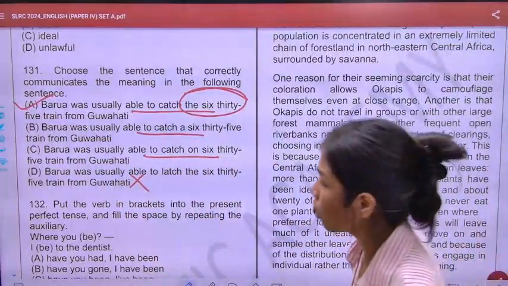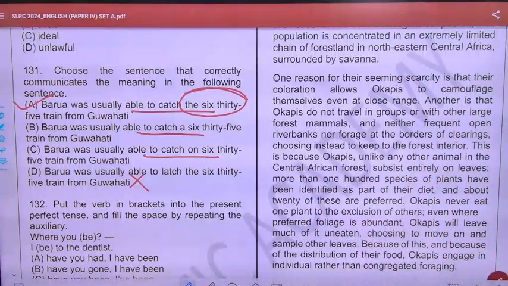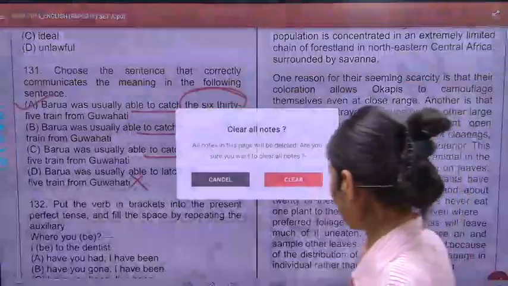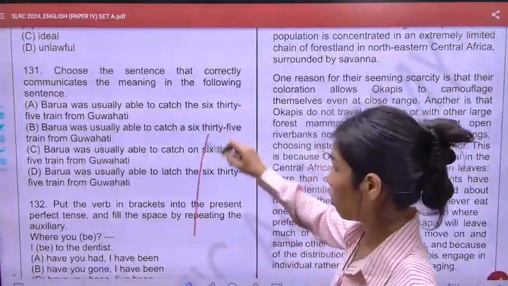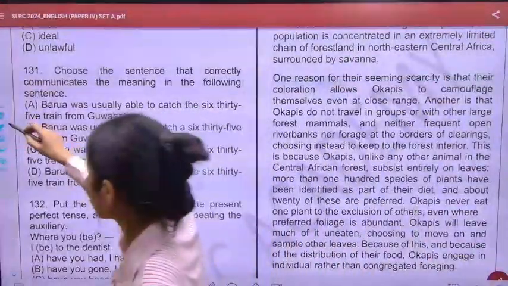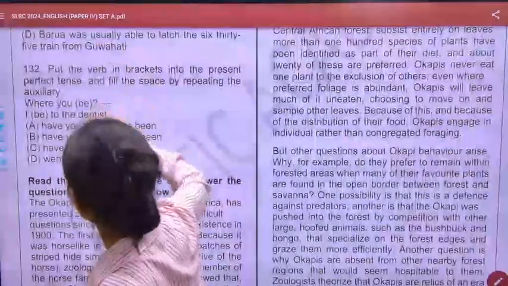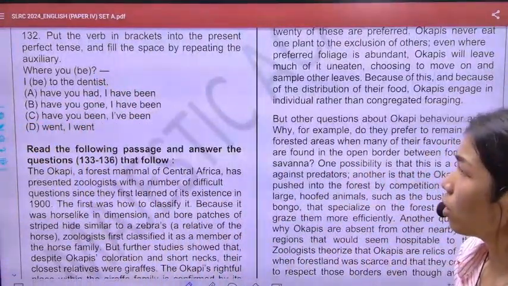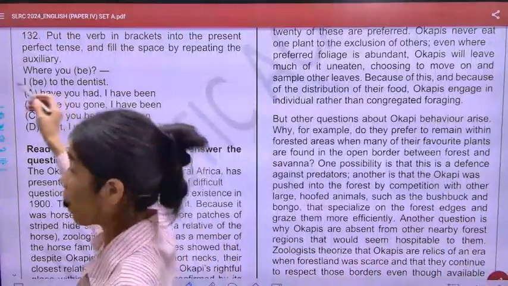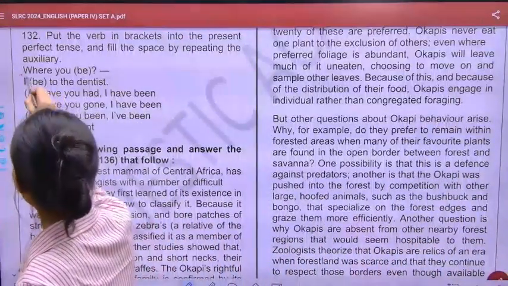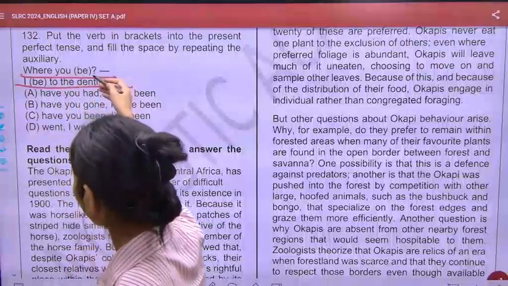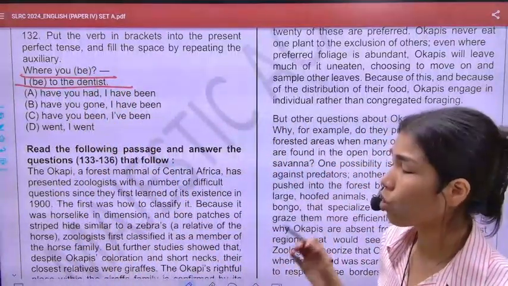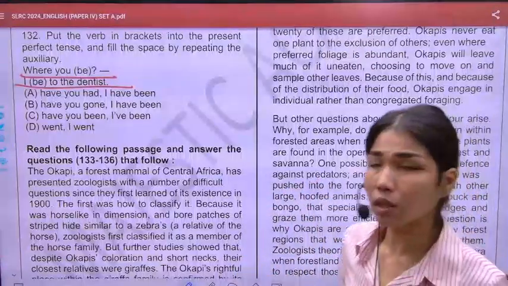Next one, it says, put the verb in brackets into the present perfect tense and fill the space by repeating the auxiliary. So we have learned in our class about the tense and about the primary and auxiliary verb. Okay? So what should be the option? And the spaces where we have to fill in the options are this and this, where you have been asked to put the verb be, and next one, I be to the dentist. Okay sir?